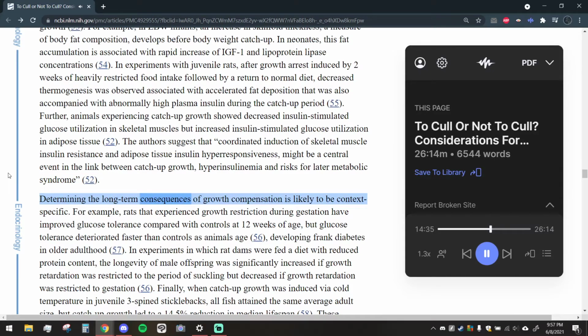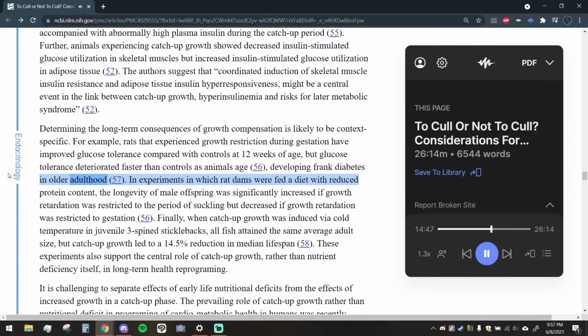Determining the long-term consequences of growth compensation is likely to be context-specific. For example, rats that experienced growth restriction during gestation have improved glucose tolerance compared with controls at 12 weeks of age, but glucose tolerance deteriorated faster than controls as animals age, developing frank diabetes in older adulthood.